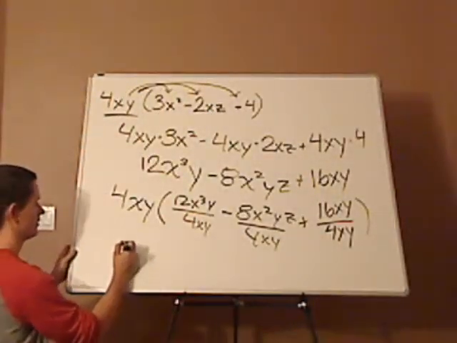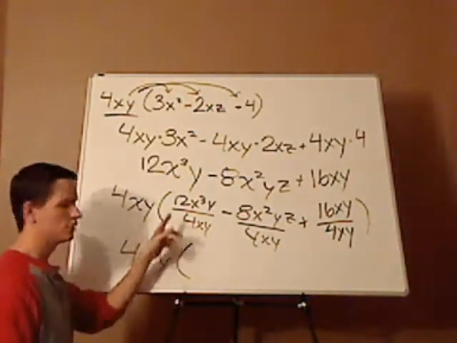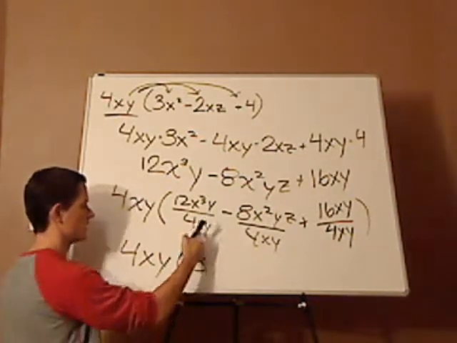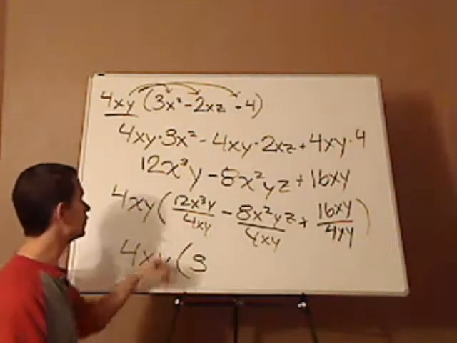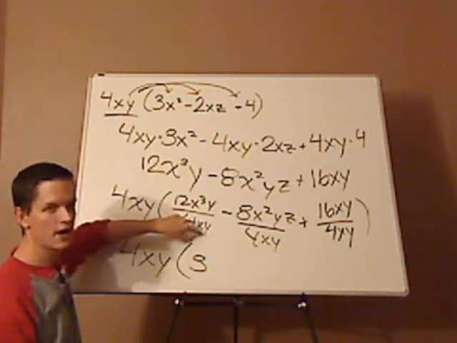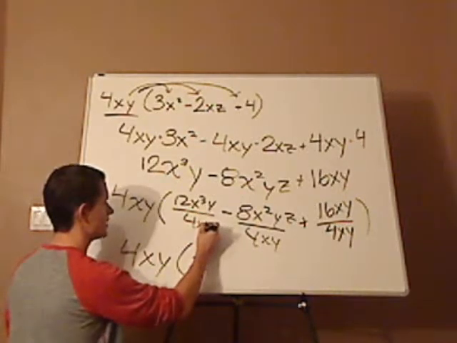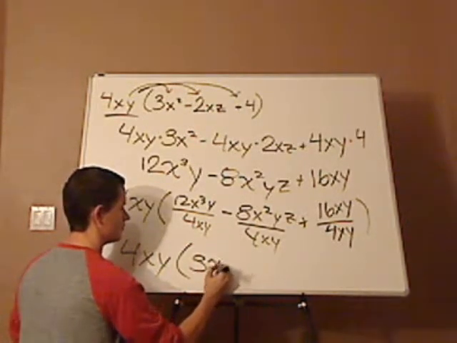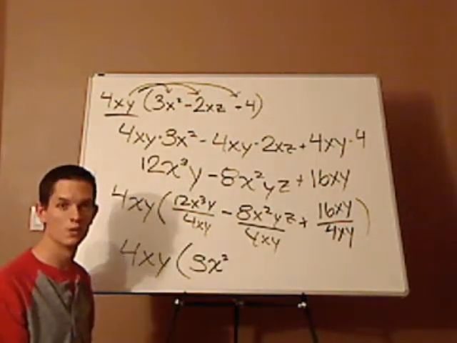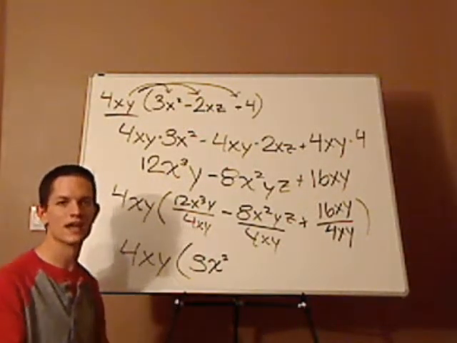What are you going to get? This is 4xy on the outside. 12 over 4 is 3. I have x cubed and an x. When you multiply, you added the exponent. So when you divide, you're going to do what? Yeah, subtract. So this is 3 minus 1, which is 2. This is y over y. Y over y is what? 1. So it just cancels out. 3x squared times 1 still gives you 3x squared.